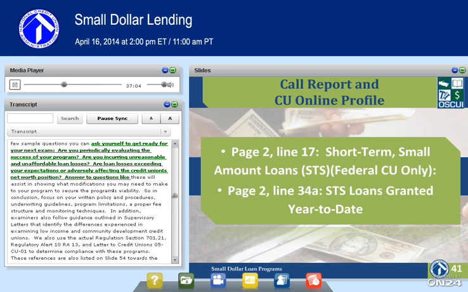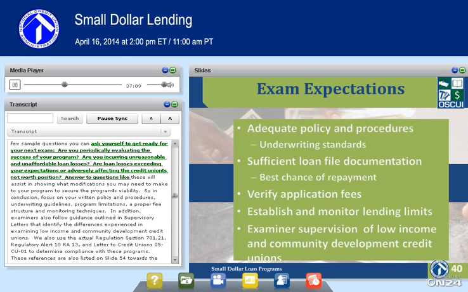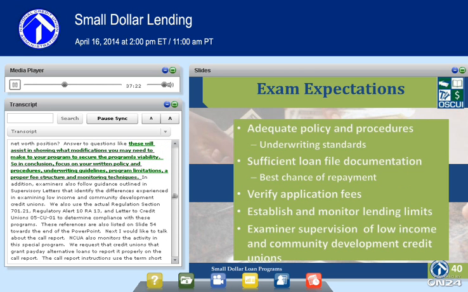Are you periodically evaluating the success of your program? Are you incurring unreasonable and unaffordable loan losses? Are loan losses exceeding your expectations or adversely affecting the credit union's net worth position? Answers to questions like these will assist in showing what modifications you may need to make to your program to secure the program's viability. So in conclusion, focus on your written policy and procedures, underwriting guidelines, program limitations, a proper fee structure, and monitoring techniques.